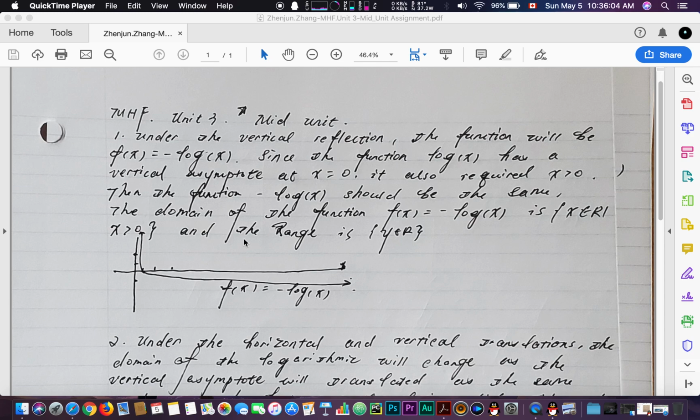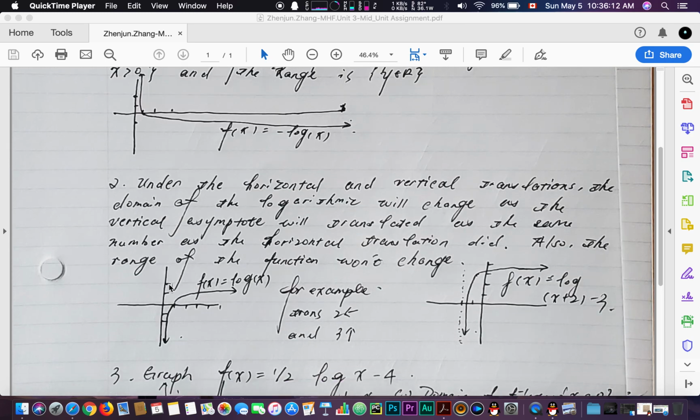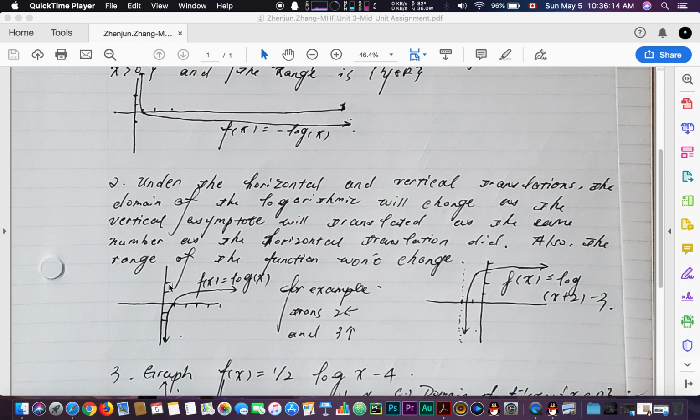And then the range, well, there's no range restriction because it can go all the way down and all the way up. So that's negative, that's positive. Passed. Second question, describe what happens to the domain and the range of the log function under both a horizontal and vertical translation. Support your explanation with diagrams.